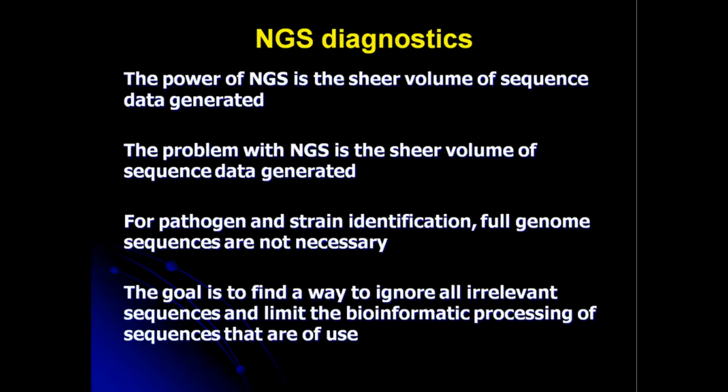Because the reality is, for pathogen and/or strain identification, we don't need full genome sequences. When you do PCR, you're actually using 2 small pieces of DNA to identify something. The vast majority of that metagenome is really sort of superfluous and unnecessary, and it's just bogging the system down. So the goal here is to ignore all the irrelevant sequences, all your host sequence, all your identified sequences, and limit the bioinformatic processing of the rest of them, whatever else is of use.